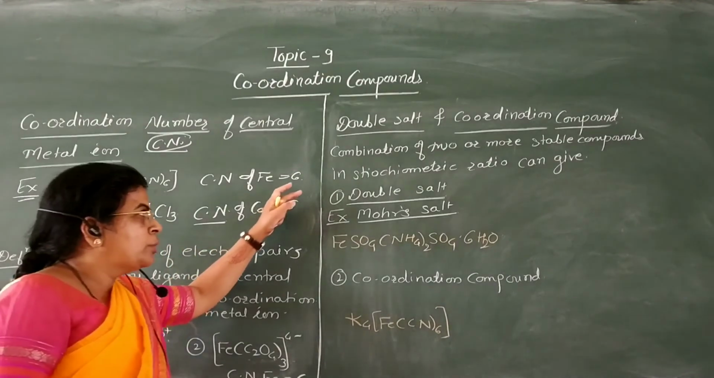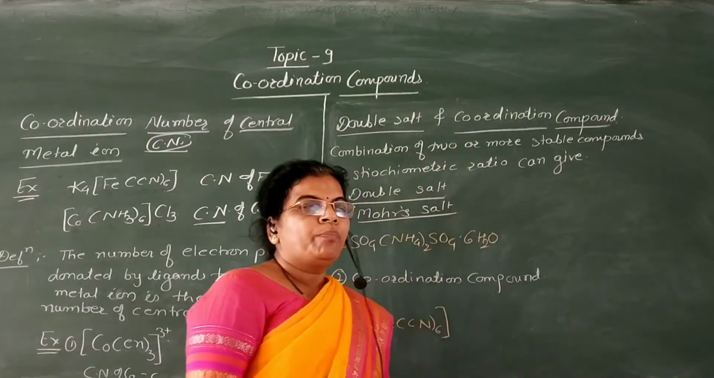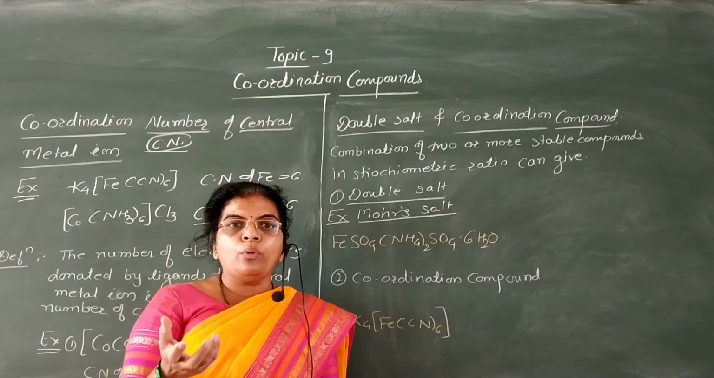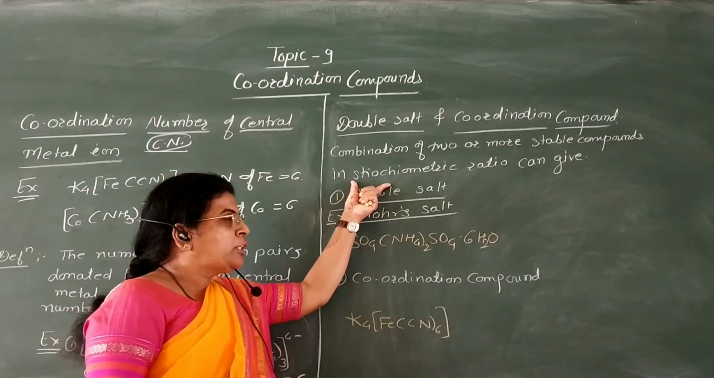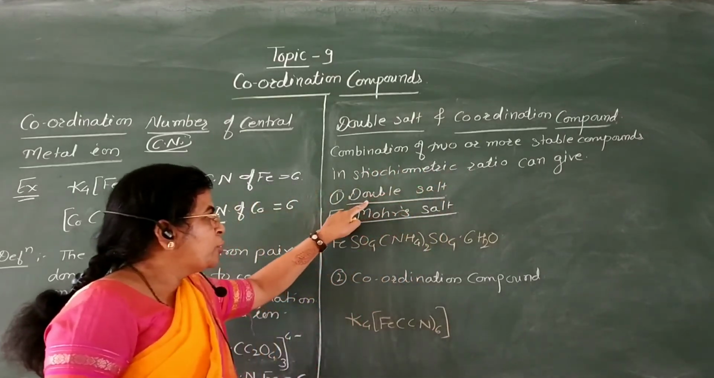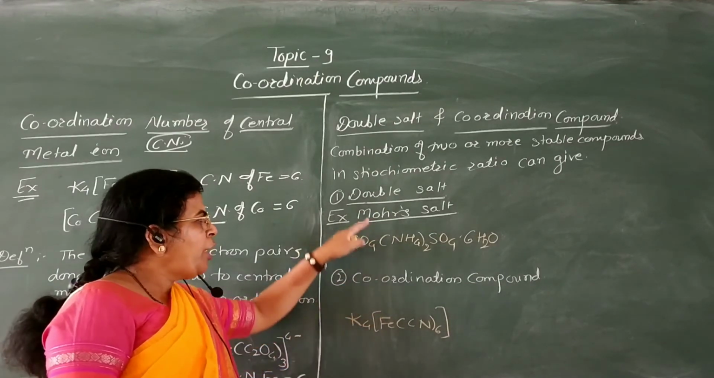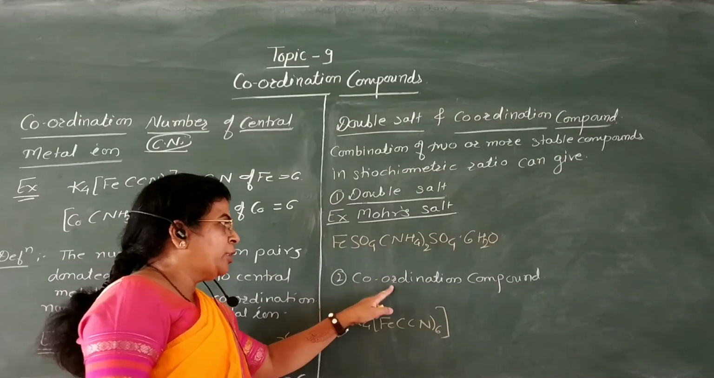Now we are going to see what is meant by double salt or coordination compound. Here, when a combination of 2 or more stable compounds is carried out in stoichiometric ratio, then we get 2 types of compound, double salt and coordination compound. Now we are going to see what is meant by double salt and what is meant by coordination compound.